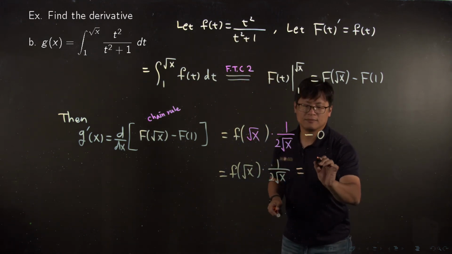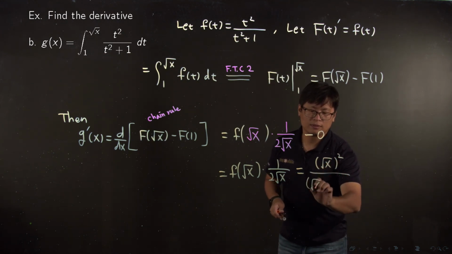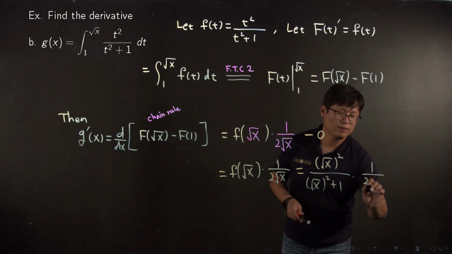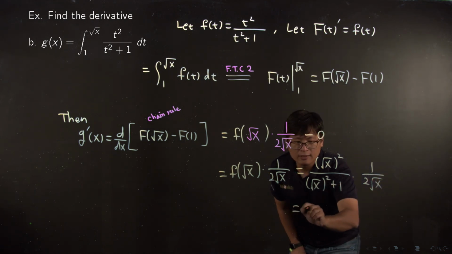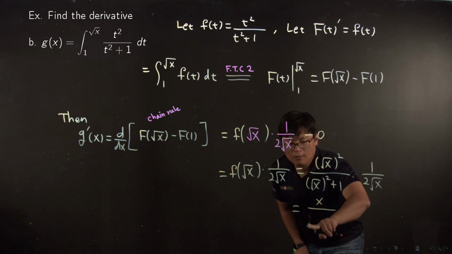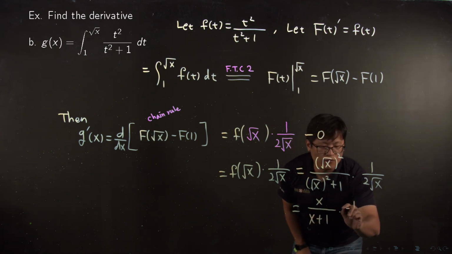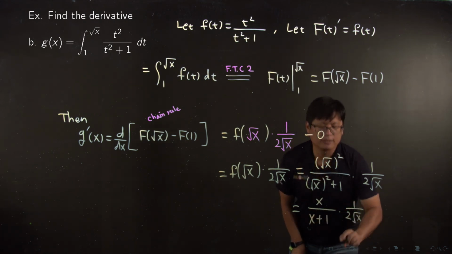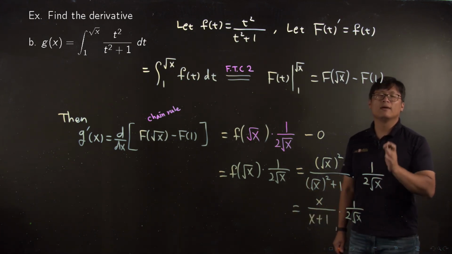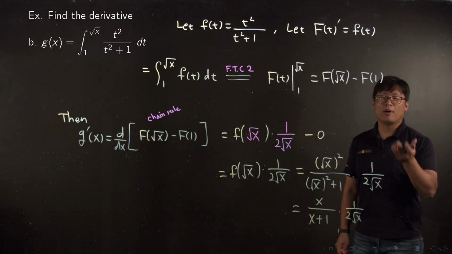That is square root of x squared, times 1 over 2 square root of x. So you can answer this problem: x over, it is squared as well, x plus 1, times 1 over 2 square root of x. Or you can simplify more. But this is the way to take care of the fundamental theorem of calculus part 1 problem with part 2.